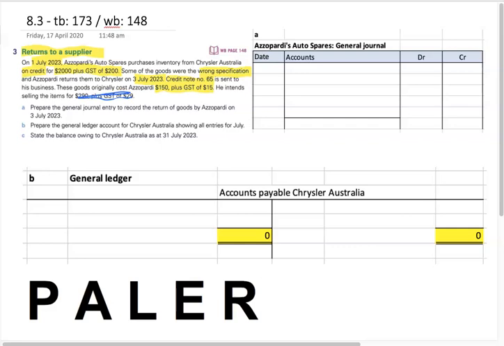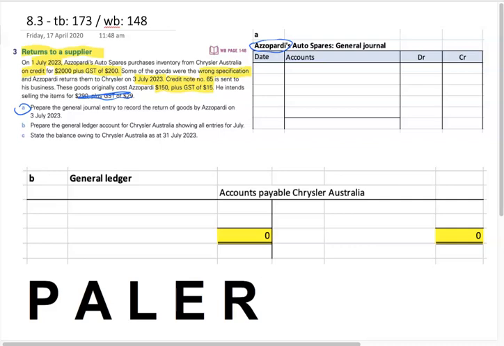So what are we asked to do here? We're asked to prepare the journal entry for the return of the goods by Azo Party. And who are we doing this for? We are doing this as Azo Party. So we are doing this return as if we're Azo Party. So we are returning goods to our supplier. So it is a purchase return.